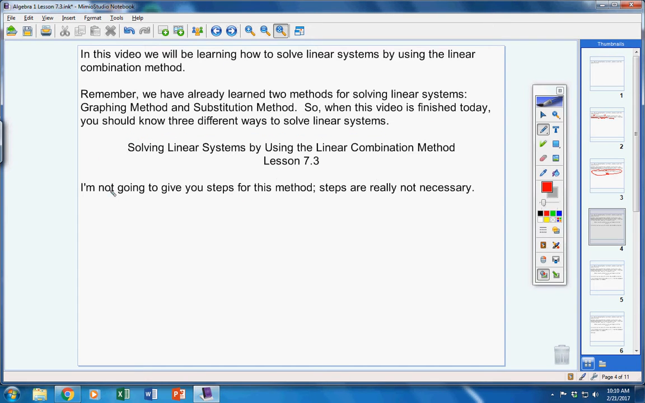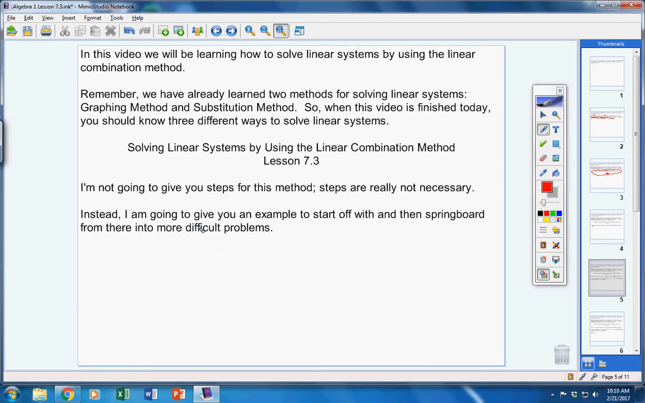Now, I am not going to give you steps for this method. Sometimes steps are necessary, but they are really not necessary for this method. Instead, I'm going to give you an example to start off with, and in that example it kind of explains what we're going to do and what our goal is, and then we'll springboard from there into more difficult problems.